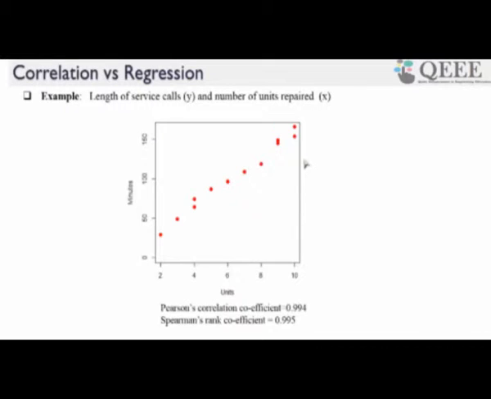You just want to understand the difference between correlation and regression. If I give you data like this, where y is the length of service calls and x is the number of units repaired, the plot goes like this, and you can see that there is a relationship between y and x. In fact, if you eyeball this, you can say this is a linear relationship. Correlation would tell you whether these variables are correlated or not. In this case, they are positively correlated. What it means is as I increase x, y increases. If you were to calculate Pearson's correlation coefficient, you will get a positive number, and for the rank coefficient, you get a positive number close to 1, which basically says there is a strong positive linear correlation between y and x.